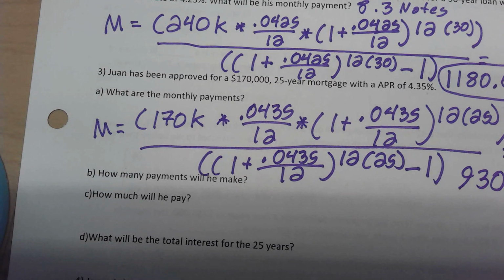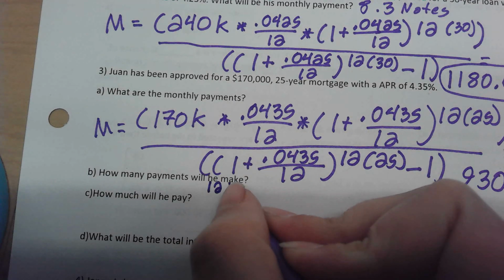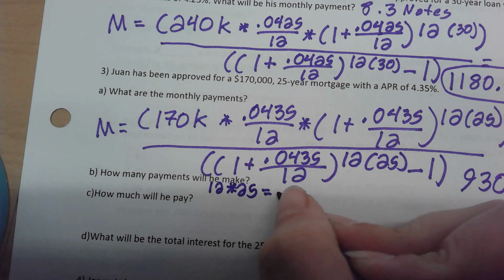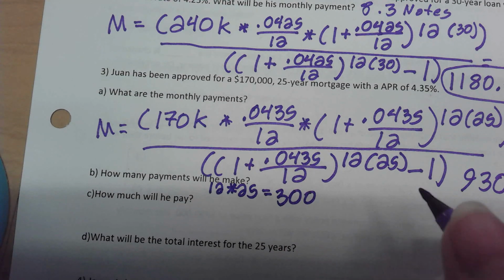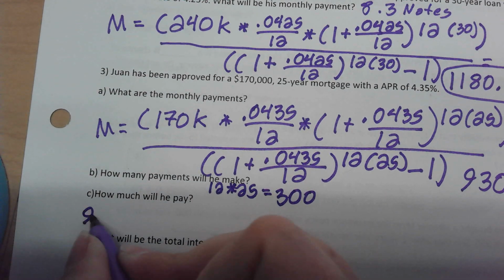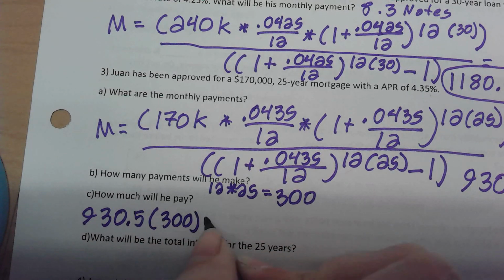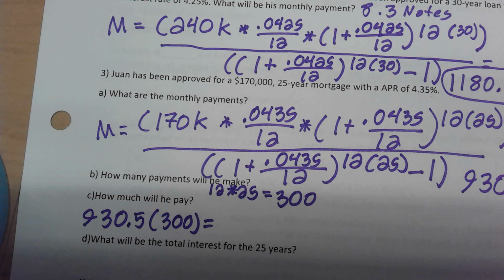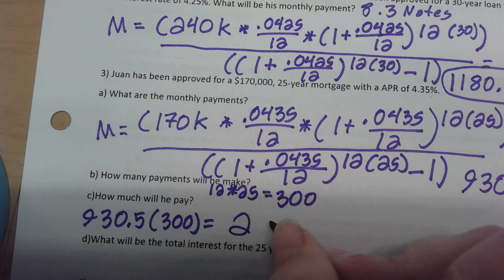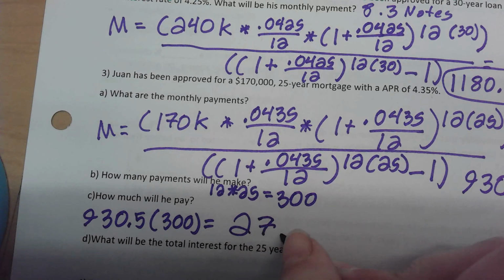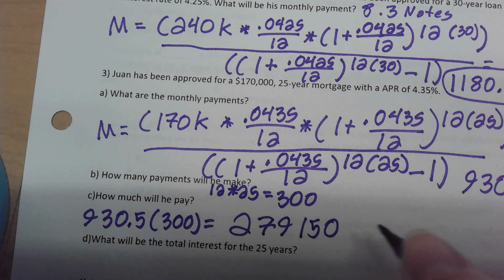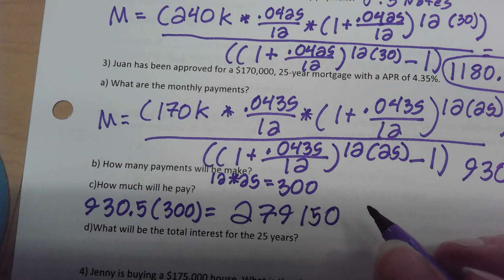How many payments will he make? So 12 times 25. Okay, it's going to be 300 payments. How much will he pay? So we're going to do 930 and 50 cents times 300. So it's going to be 279,150. What will be the total interest?